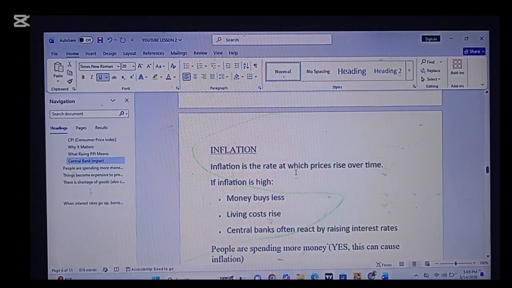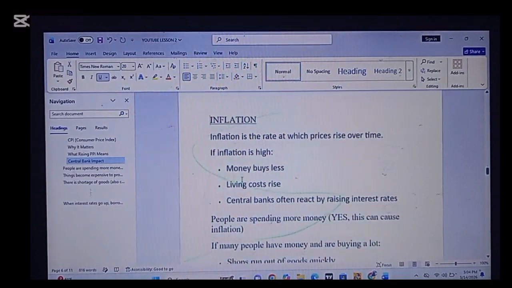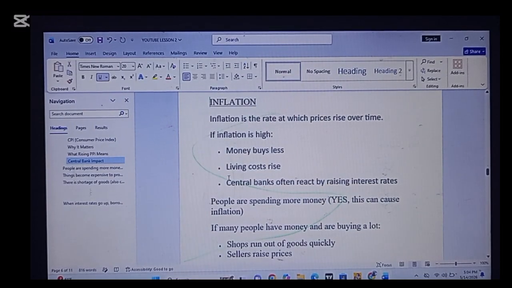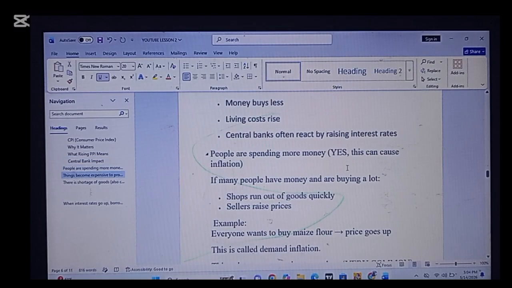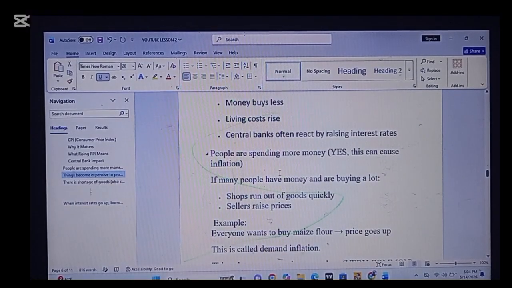Those people who have done economics can write in the comment section about inflation and deflation, because I know they're in a better place to understand this conversation, right? So if inflation is high, then money buys less, living cost rises, and then the central banks often react by raising interest rates. So why is this? Because people are spending more money. So this one can cause inflation.